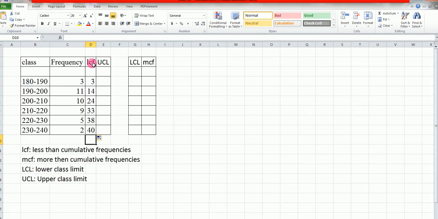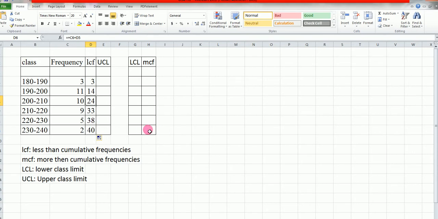Now we observe that LCF are increasing in nature, and LCF gives number of observations less than or equal to upper limit of a class. For example, 24 indicates that there are 24 observations which are less than or equal to 210.